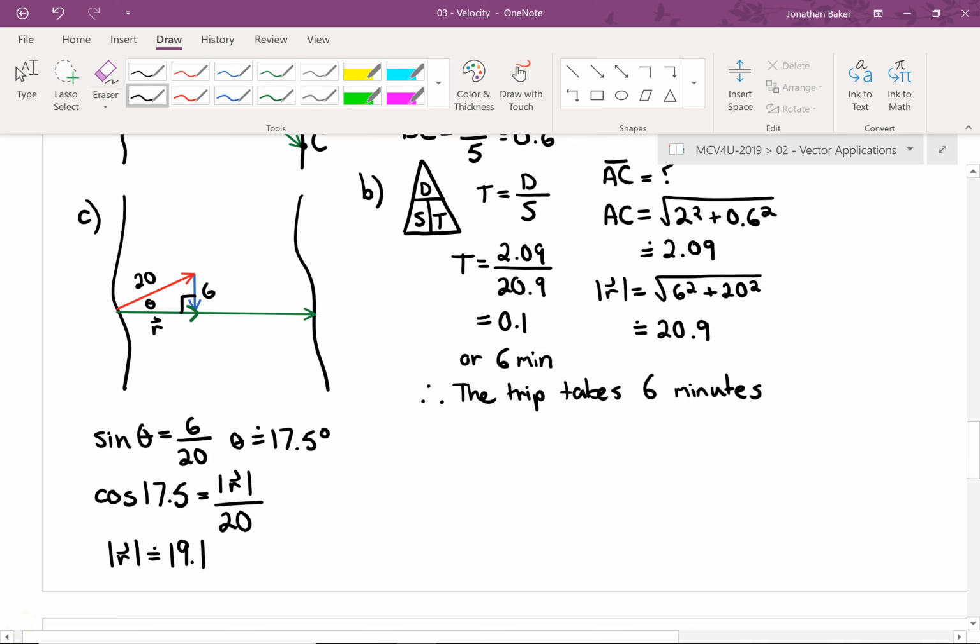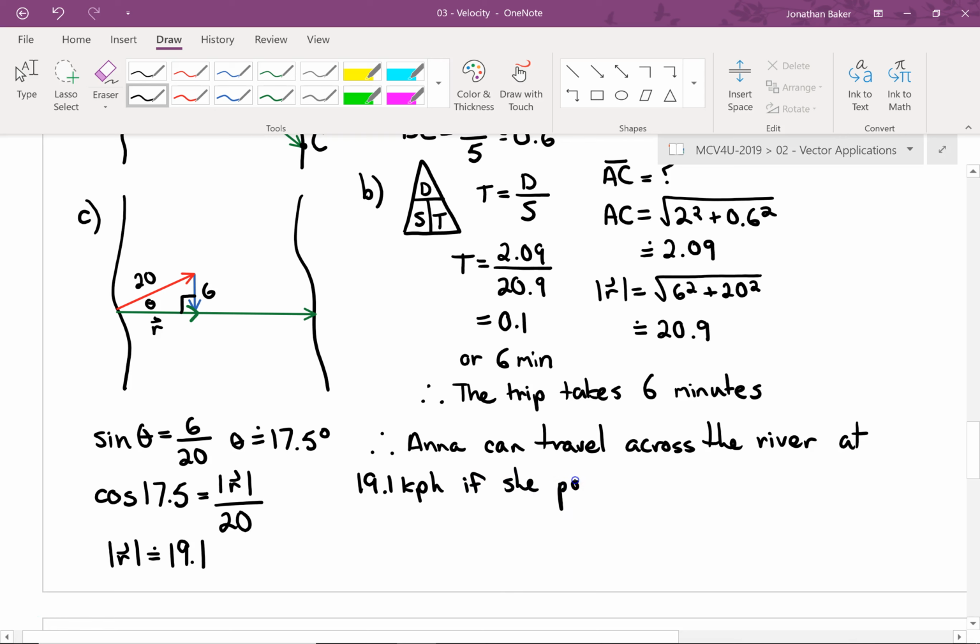So let's go ahead and just conclude the problem here. And we'll say, therefore, Anna can travel across the river at 19.1 kilometers an hour if she points her boat 17.5 degrees upstream.